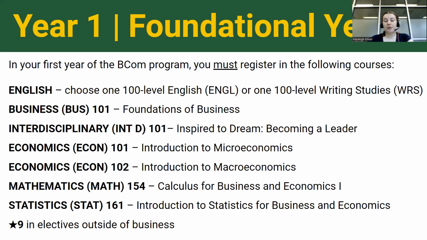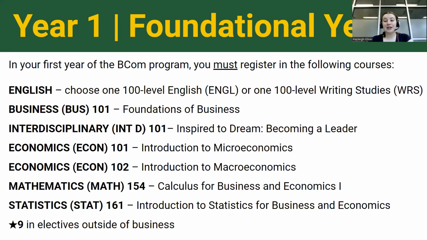Now, of those 10 courses for you to take in first year, like we just went through, 7 of them are required and prescribed for you. There's no negotiating that. Those are the 7 courses you must take. But the remaining 3 courses are electives outside of business. So again, elective meaning you get to choose what you want to take, and outside of business meaning it has to be offered by another faculty at the University of Alberta.